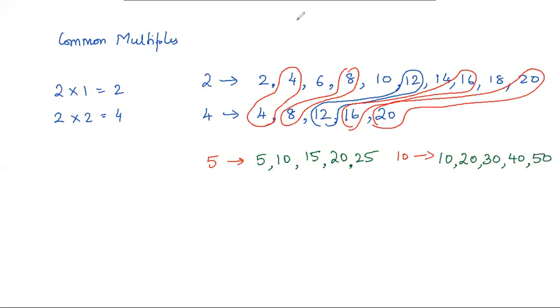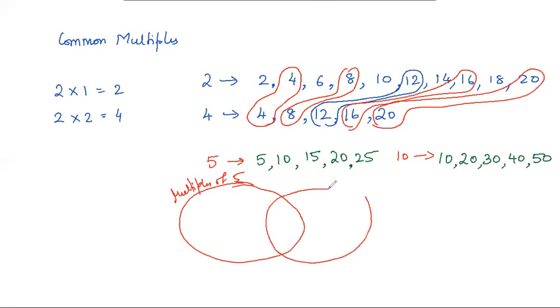Yes. Now I'm going to put this as a Venn diagram. In the Venn diagram, the first circle is for writing the multiples of 5, and the second circle is for writing the multiples of 10. And this common region is there, right? In this area you can put the numbers which are common multiples for both of them, just like this.